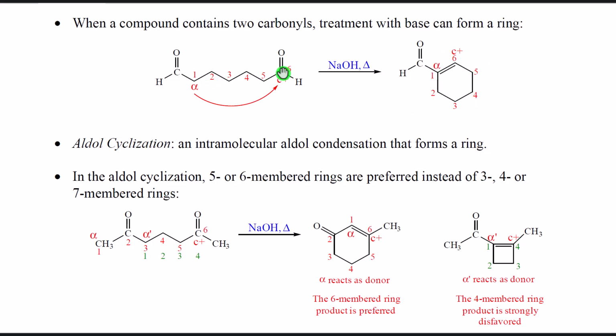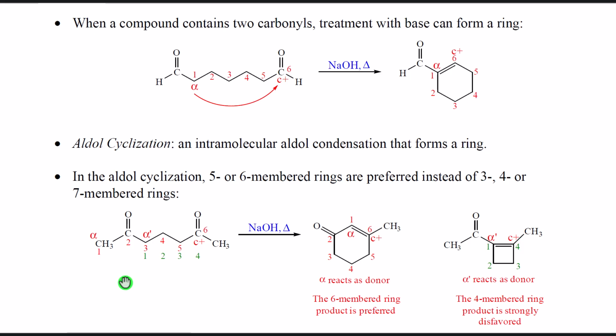If we dehydrated between alpha and carbon plus, the new bond that was formed, which would be right here, we would get a double bond there in the ring. And because of the way this is set up, the aldehyde carbon would be outside attached to the ring. Because this reaction forms a ring, we call this the aldol cyclization. It's an intramolecular aldol condensation that forms a ring.